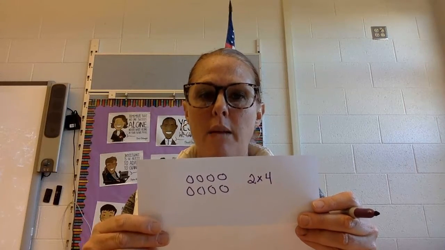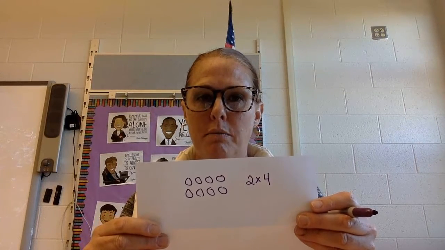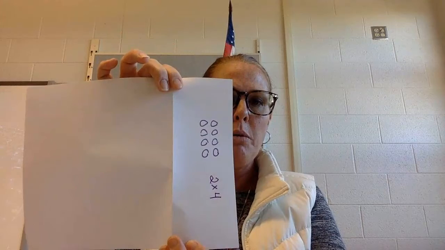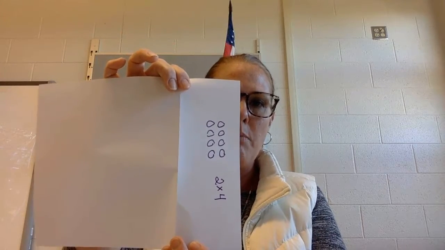Now, thinking about the commutative property of multiplication, when we hold our array like this, what multiplication problem do we have? We have two rows times 4, don't we? Two rows times 4 in each row. What if we turn our paper like this? Now what multiplication problem do we have? We now have 4 rows times 2 columns.